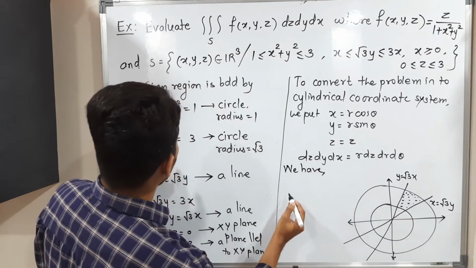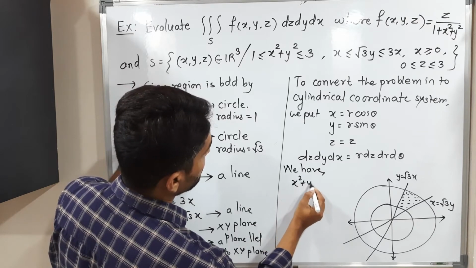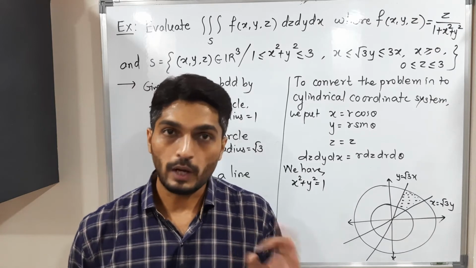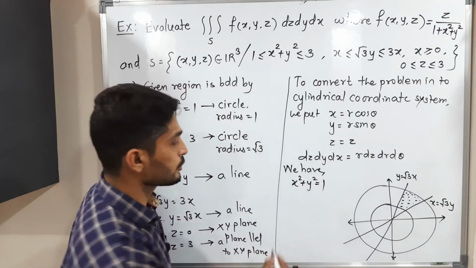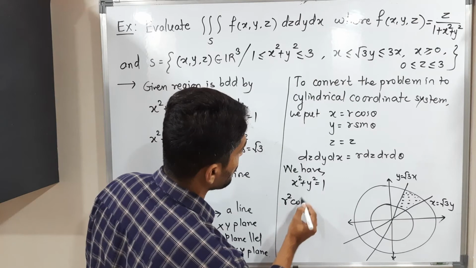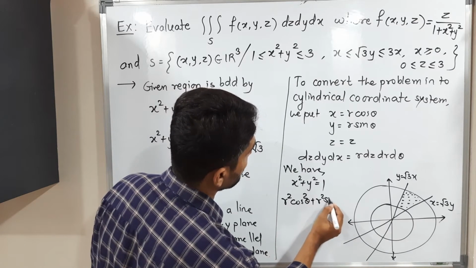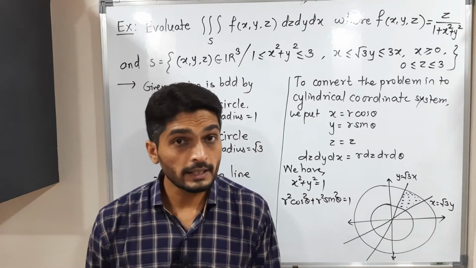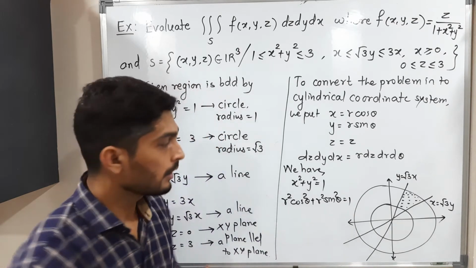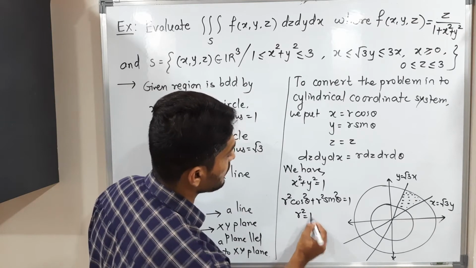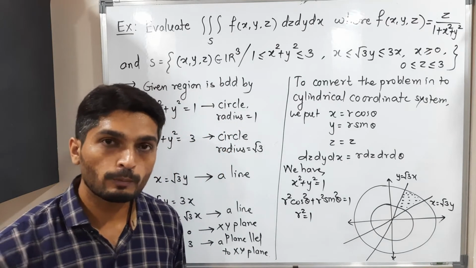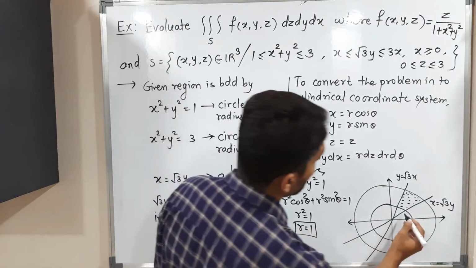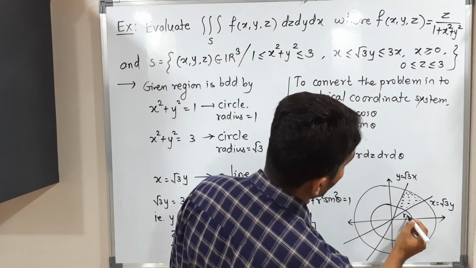We have, what is the first equation? x square plus y square is equal to 1. So you know that x is equal to r cos theta, y is equal to r sin theta. So let us put r square cos square theta plus r square sin square theta is equal to 1, right? So r square we can take common, cos square theta plus sin square theta is 1, so r square is equal to 1. By taking square root of both sides, what will we have? r is equal to 1. So equation of inner circle is r is equal to 1.